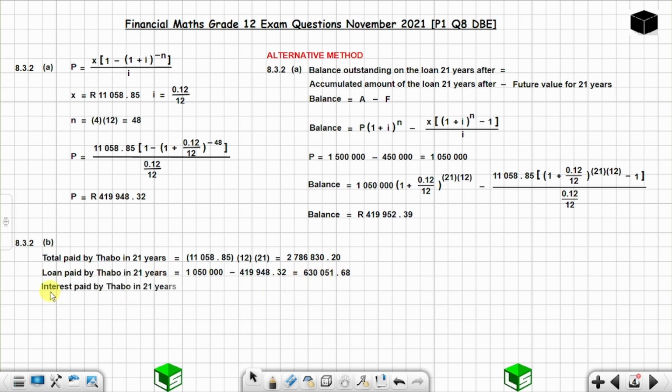So the interest paid by Thabo in 21 years is equal to this, what he paid for 21 years, minus the loan granted. Loan granted is this one. What he paid for 21 years minus the loan granted for 21 years. And this is equal to, so this is the interest that Thabo has paid in 21 years.